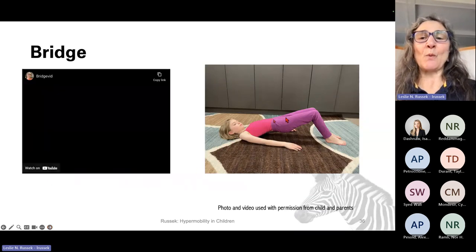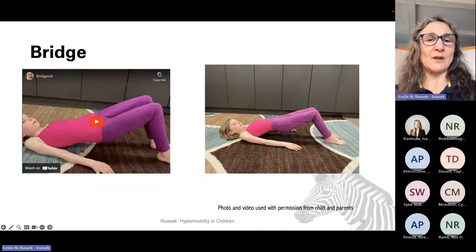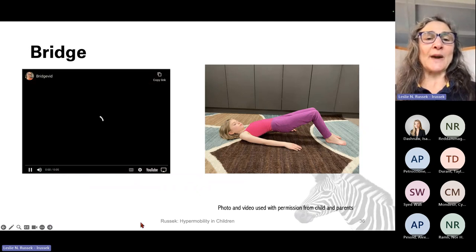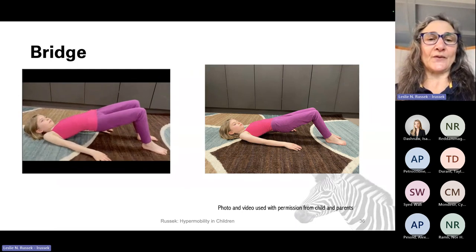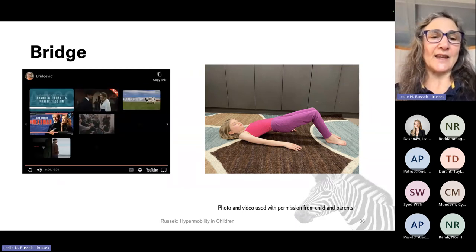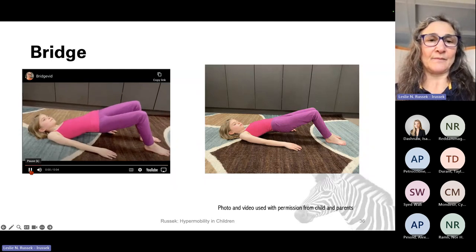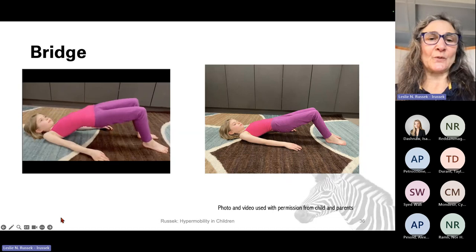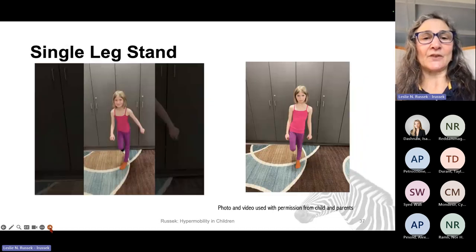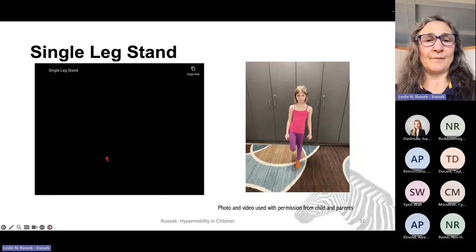For a bridge, of course we want them to be able to hold a nice straight position. And they'll wobble around because they don't have the core strength. They won't be able to hold it for a while, or they'll lock their knees together for stability. And you'd be surprised at how many younger kids present like this.